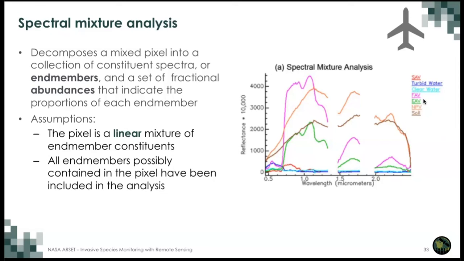The assumptions that go into this analysis is that we assume that the pixel is a linear mixture of end member constituents so that we can solve for the relative fractional abundances of each end member. And the other assumption is that all of the end members that are possibly contained in the pixel have been included in the analysis. The result is a raster that gives you the percent abundance of each of those different end members, and those are what we include in that random forest classification model.